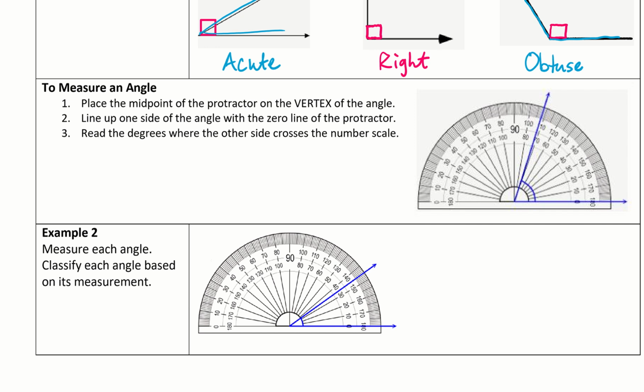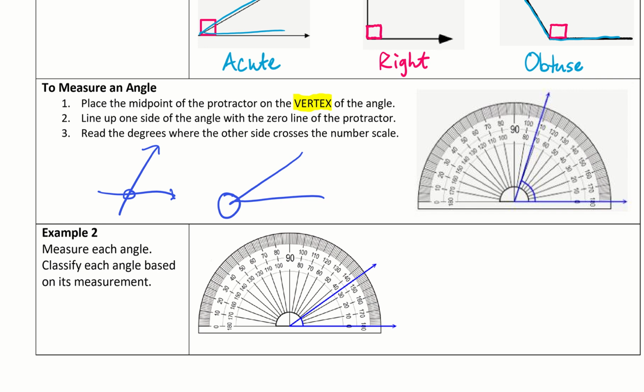Okay, but to measure an angle, number 1 is to place the midpoint of the protractor on the vertex of the angle. Reminder, the vertex of an angle, if I have an angle, your vertex is right there, right? If we use two rays, like so, it's just wherever those lines intersect to create the angle. Okay, that is your vertex. Make sure you know that vocab term, the vertex.